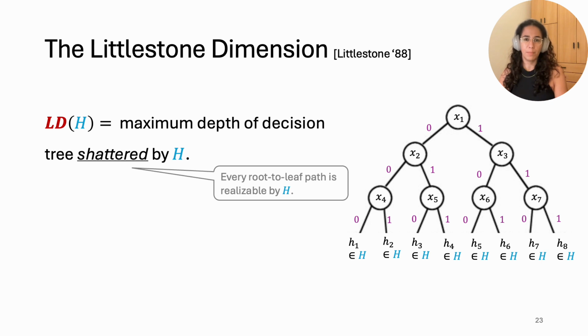We start with defining the Littlestone dimension, which is defined using shattered decision trees. A decision tree is a full binary tree such that the internal vertices are associated with instances from the domain, and every outgoing edge is labeled by a different label from the label space. A tree is shattered if every root to leaf path is realizable by H, meaning there is a concept in H that labels the vertices on the path according to the labels of the path. For example, say that this tree in the picture is shattered, then there must be a concept in H that labels x1 as 0, x2 as 1, and x5 as 0. The Littlestone dimension is the maximum depth of a shattered decision tree.